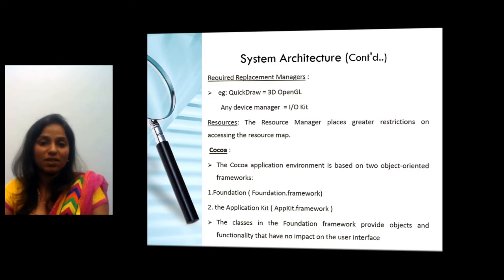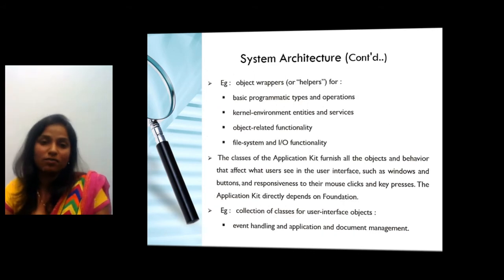The next application is the Cocoa environment. The Cocoa application environment is based on two object-oriented frameworks. One is the foundation and the other is the application kit. The classes in the foundation framework provide the objects and functionality that have no impact on the user interface, such as basic programming types, kernel environments, object-related functionality, file system, and IO functionality. The classes of the application kit furnish all the objects and behaviors that affect what the user sees in the user interface, such as windows, buttons, responsive mouse clicks and key presses, etc. It is a collection of classes for user interface objects, event handling, and application and document management.